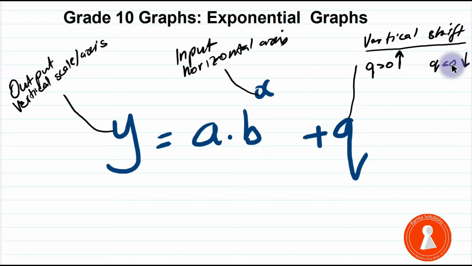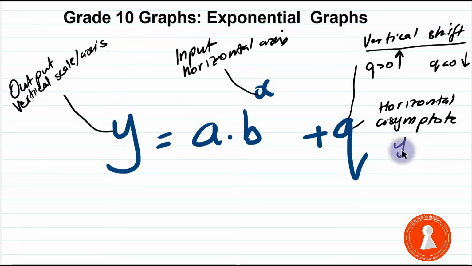As was the case with the hyperbola, it also represents the horizontal asymptote. So your horizontal asymptote is y equals q. Okay, your horizontal asymptote is y equals q.